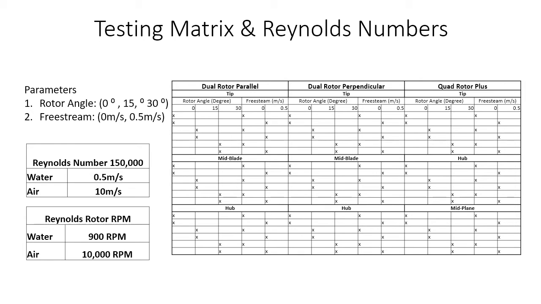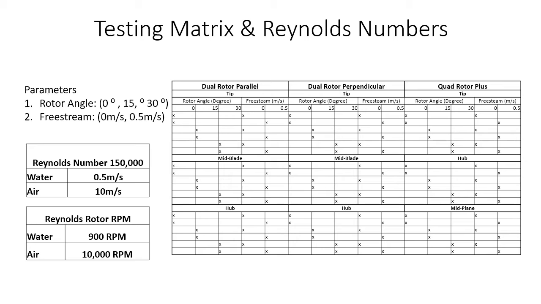For the rotor angle, I wanted to simulate the quadcopter in hover, which is 0 degree rotor angle, and then simulate it moving forward through a crossflow. So I increased the rotor angle to 15 and 30. And then for the free stream, I tested ambient conditions and then half a meter a second. This half a meter a second in water is roughly equal to 10 meters a second in air, which is the average speed for most quadcopters.